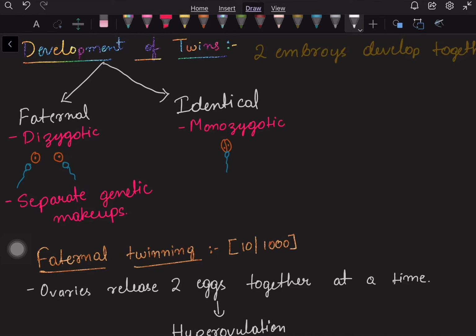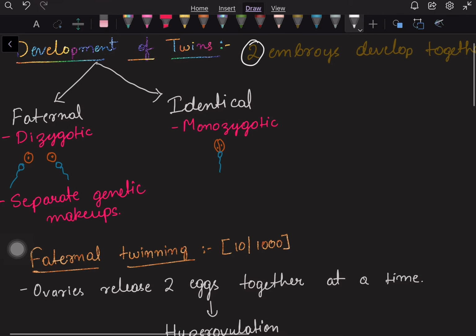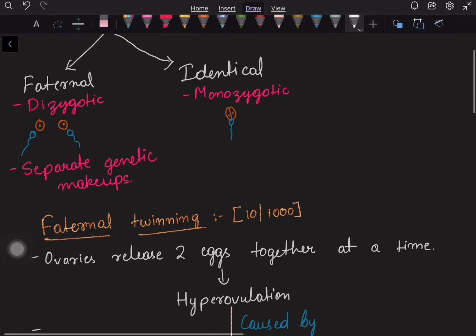Hello guys, today we are going to discuss a gynecological topic, that is the development of twins, which means that there are two embryos developing together or simultaneously at the same time. But in a normal pregnancy, there is only a single embryo developing in the uterus. The development of twins can take place in two ways, that is the fraternal way and the identical way.